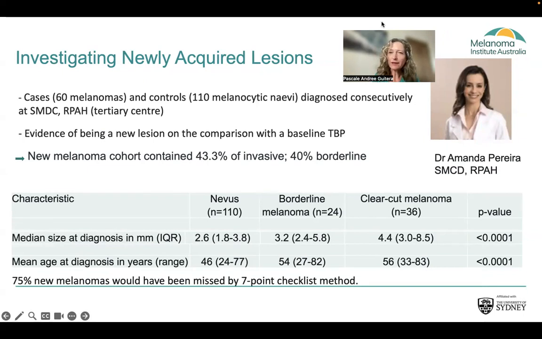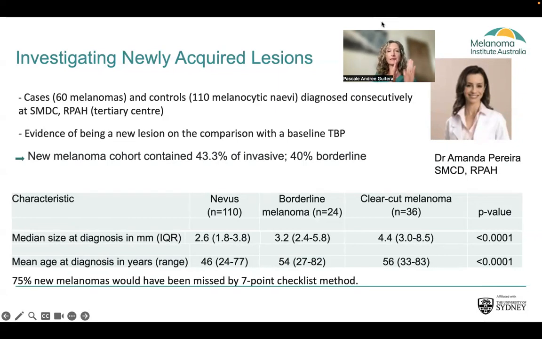Dr. Amanda Pereira led this study also, and it was done with total body photo as a baseline, where we can see the lesion was new. So it was an objective way to know it was new. We found that in this cohort, 43.3% were invasive and 40% were borderline. So quite a similar cohort, and quite a frightful cohort also.